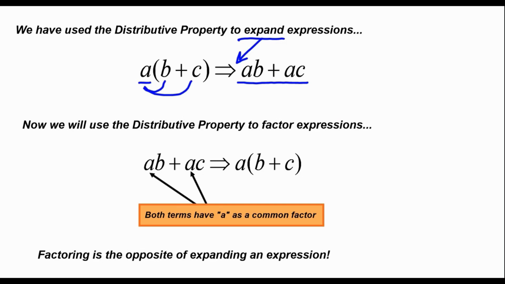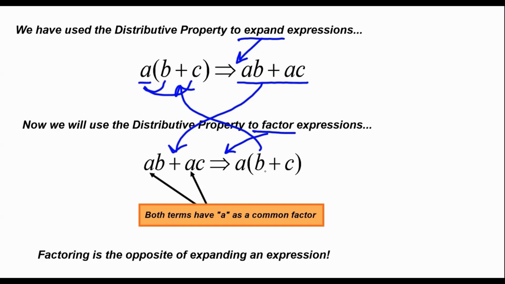But now we're going to use the distributive property to factor expressions. So now we're going to be going the opposite direction. So before we were multiplying using the distributive property, now we're going to be undoing that multiplication. So basically division. We're going to be breaking the algebraic expression into its factors. So when we do that, we're going to be starting with this and ending with this. So now we're doing it backwards.